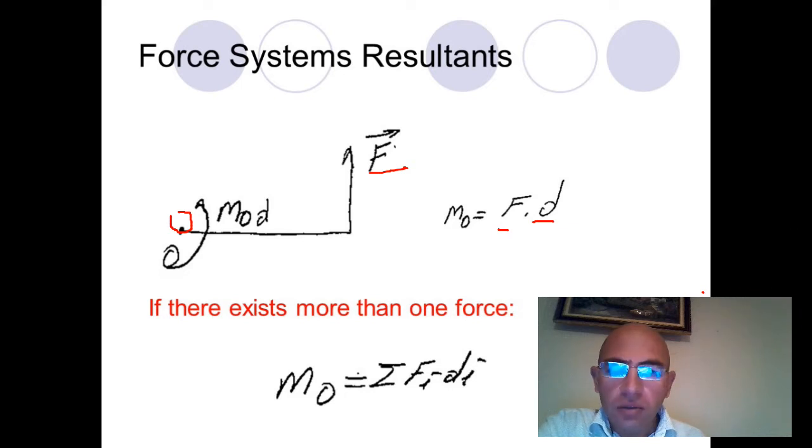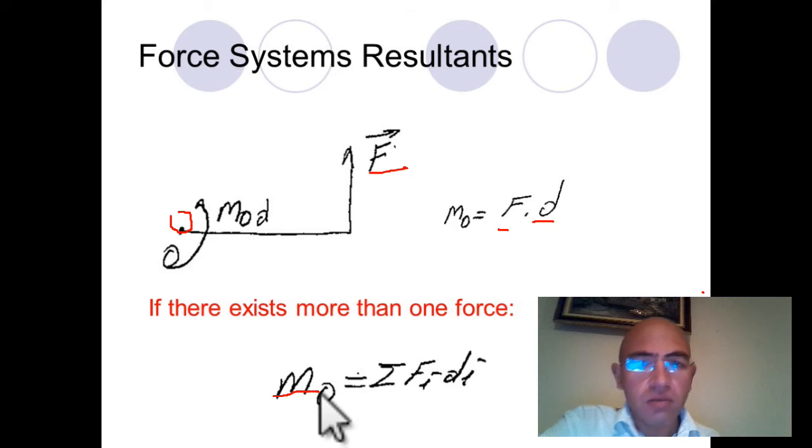Okay, but what if we have more than one force? We basically calculate the moment of each force, then we sum up and arrive at the moment around that point. This is mostly the case for planar problems. What if we have a three-dimensional problem? How can we calculate the moment in such a case?